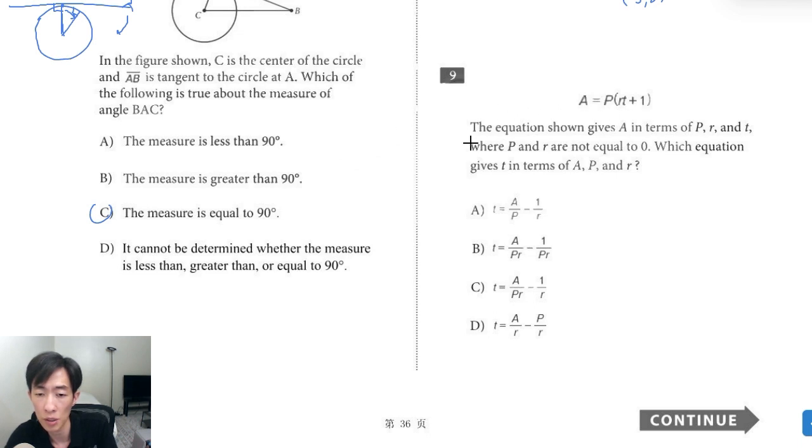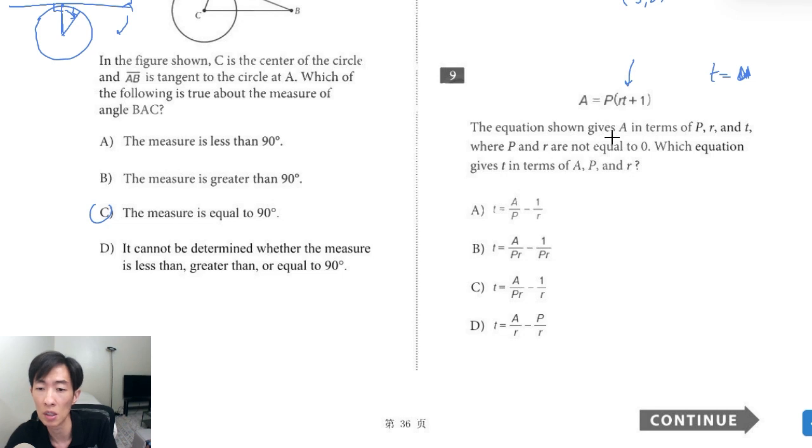Question 9, we've got an equation and it shows A in terms of P, R, and T, where P and R are not equal to 0, which equation gives T in terms of A, P, and R. So basically the idea is if you want T in terms of all the others, you want T on one side of the equation and all the letters and all the numbers on this side. And the reason they're saying that P and R are not equal to 0 is so that when we divide by P, or if we have to, that we can actually do that because you can't divide by 0.